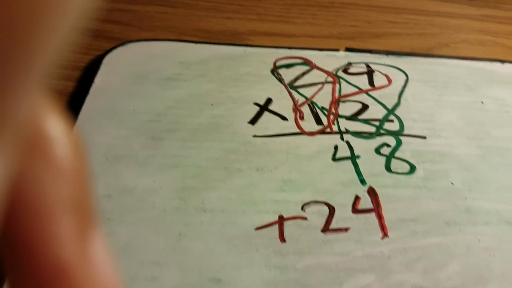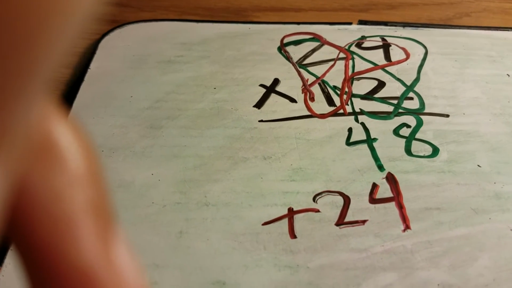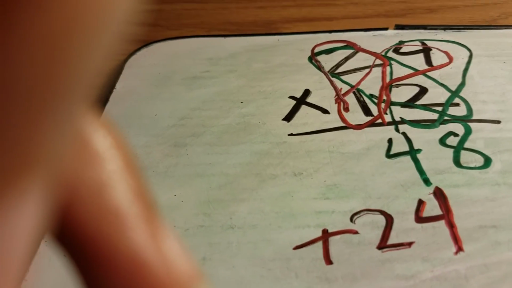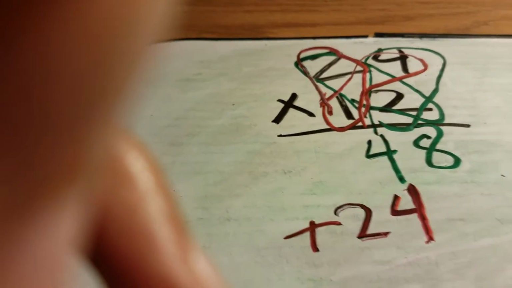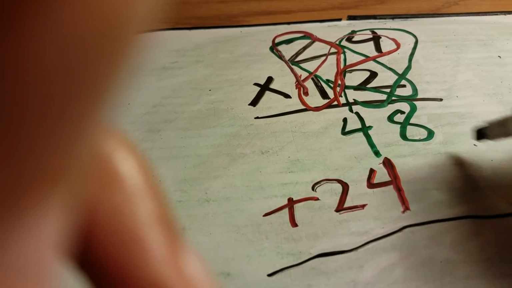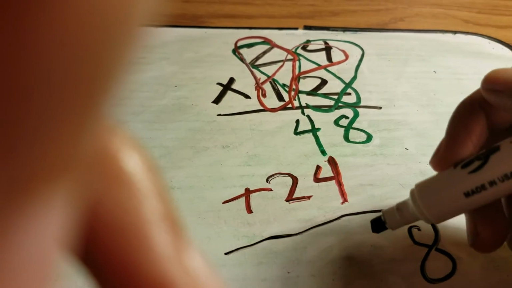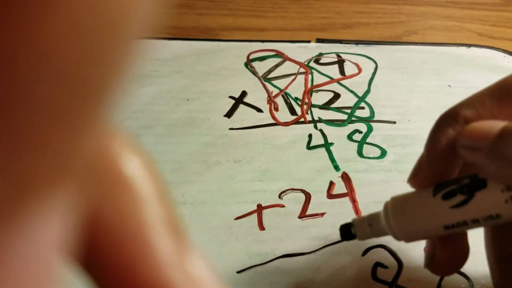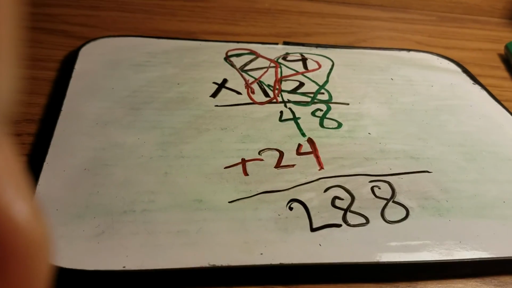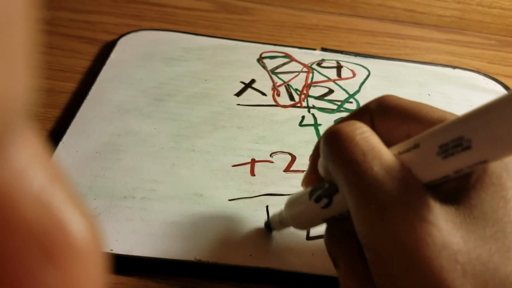And I'm going to switch back to my black marker. So let's add 8 plus 0 is 8. 4 plus 4 is 8. And 0 plus 2 is 2. So this whole equation equals 288.